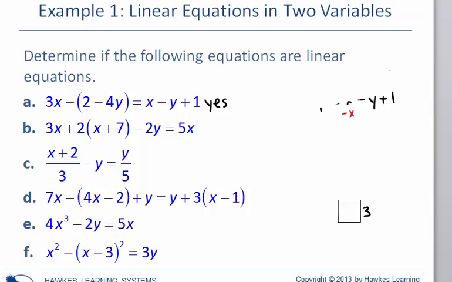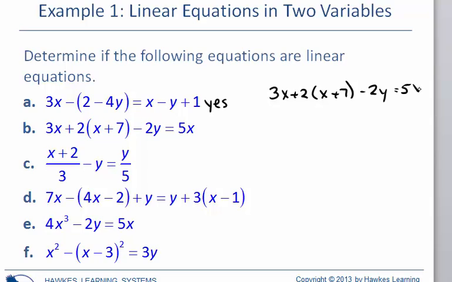All right, moving on to part B. We have 3x plus 2 times the quantity x plus 7 minus 2y equals 5x. We'll begin by distributing the 2. So 3x plus 2x plus 14 minus 2y equals 5x.